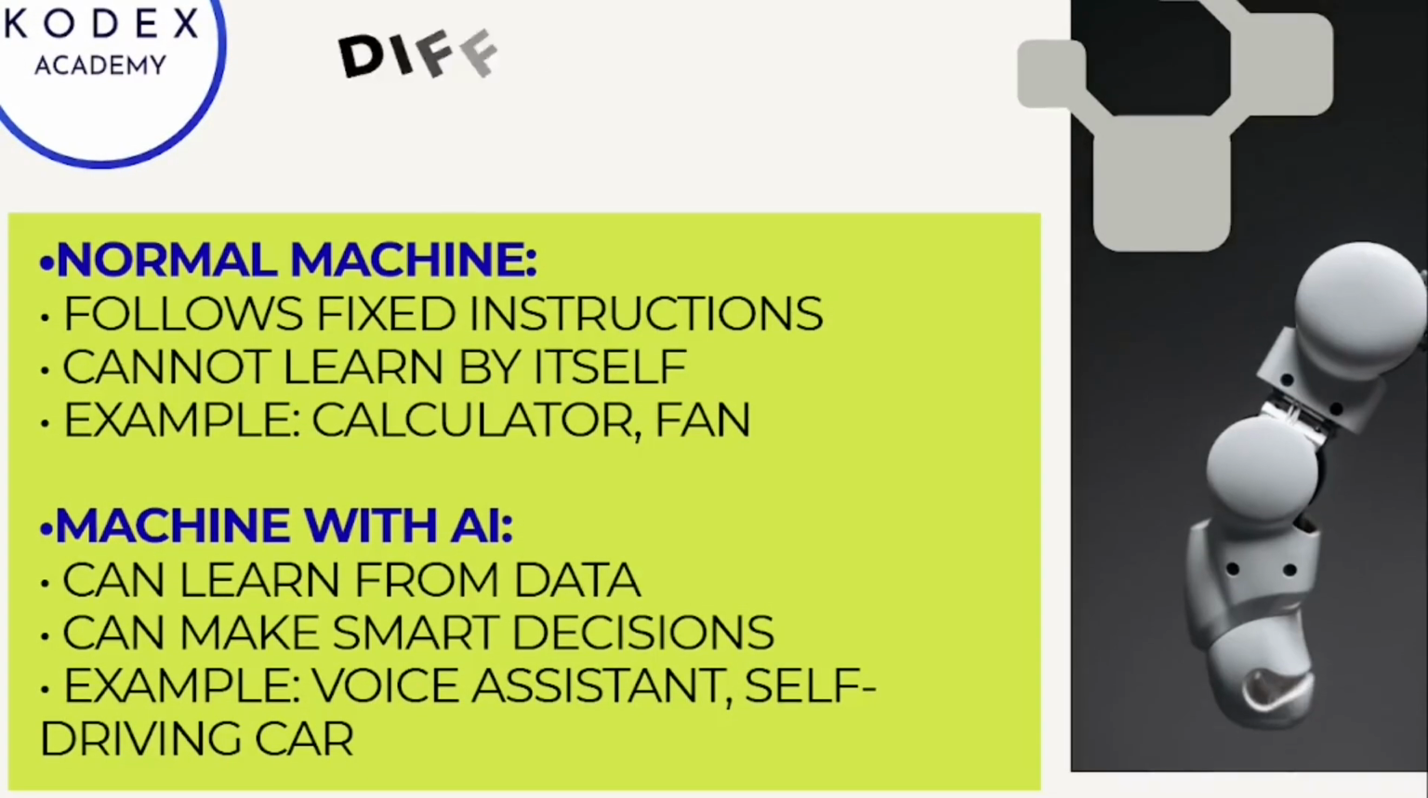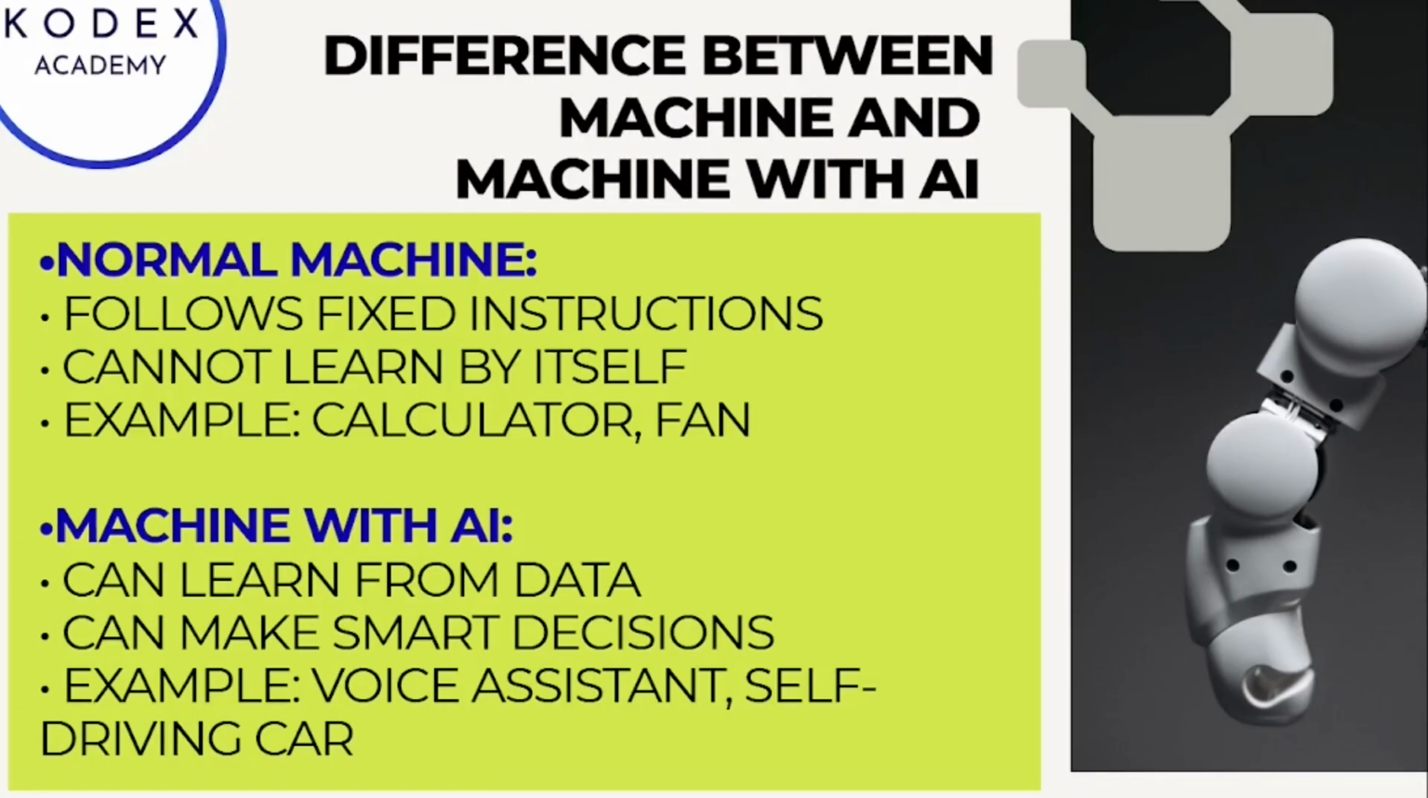Now, what is the difference between a normal machine and a machine with AI? A normal machine just follows the instructions which we give. It is already programmed to do some specific work. It can't learn by itself. For example, a calculator, a fan, and other normal machines, even the washing machine. I'm not talking about smart machines, just normal machines which are programmed for specific work. They will not learn by itself. Whatever instructions we give them, they will work accordingly.